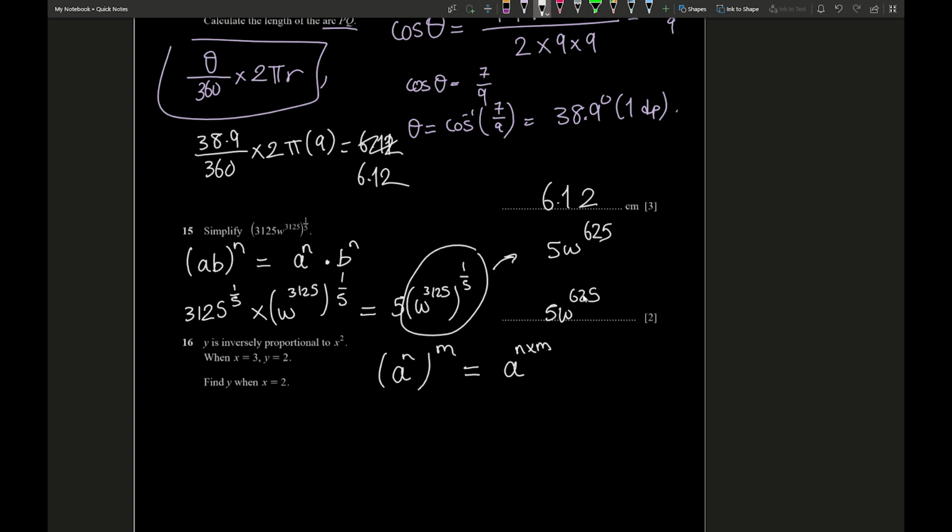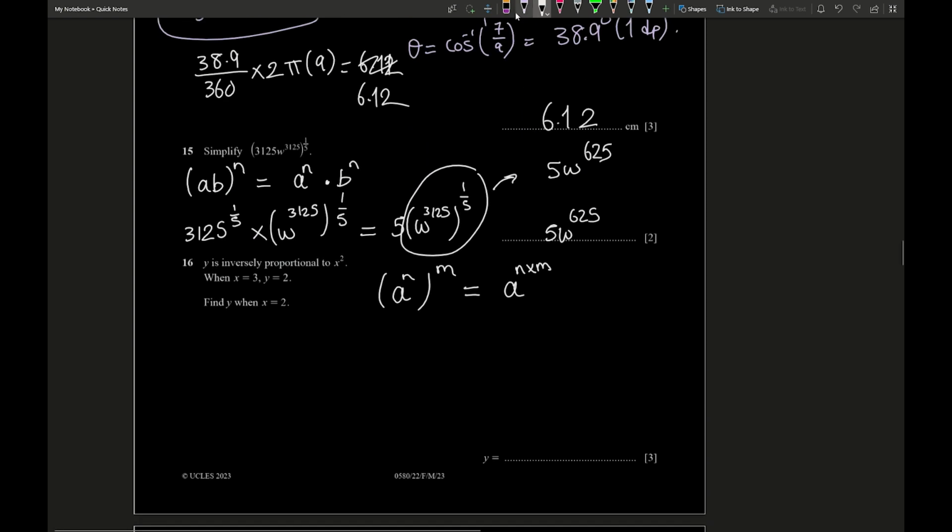Now, on to question number 16. Y is inversely proportional to x squared. When x is equal to 3, y is equal to 2. Find y when x is equal to 2. Now, y is inversely proportional to x squared. We can write that down as y is proportional to 1 over x squared.